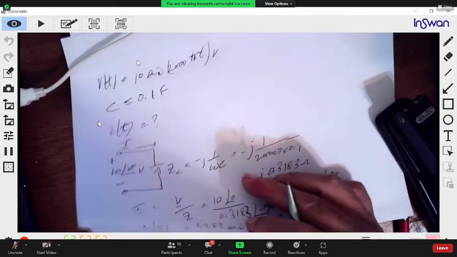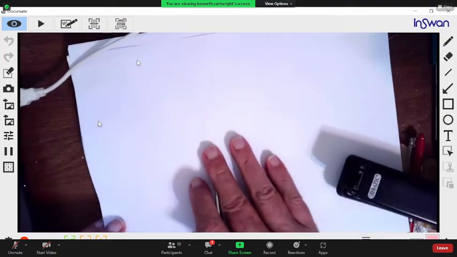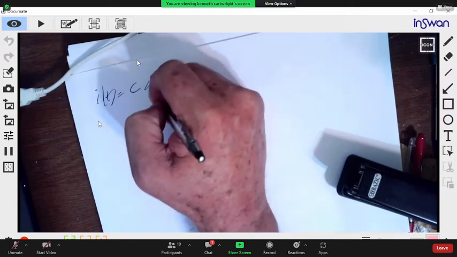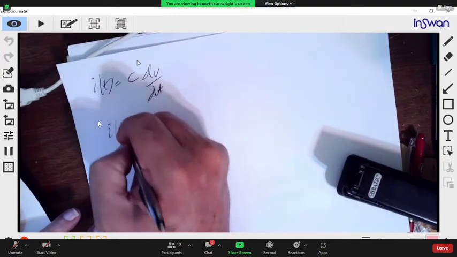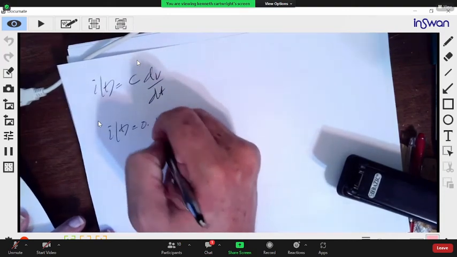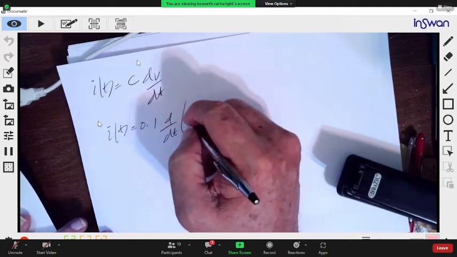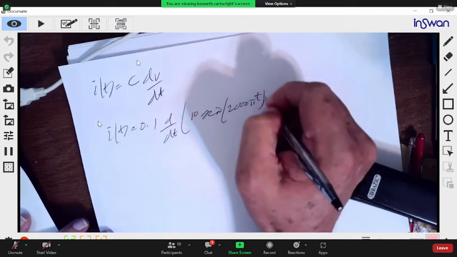Now today's class is this: I of t equals C dv/dt. That's today's class. So I of t equals C, what is C? 0.1, times d/dt of v. What is v? V is 10 sine 2000 pi t.